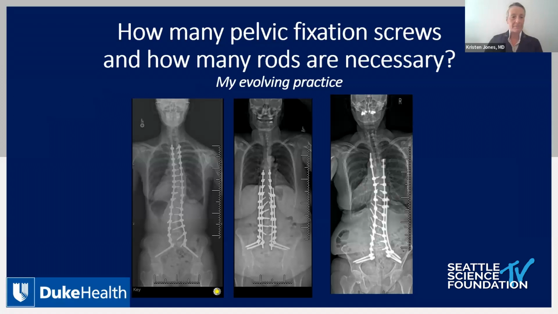So the x-ray on the left is a case from 2014. You can see long construct. It was a significant deformity correction and 2 points of pelvic fixation and 2 rods total. And then in the middle, that was about 2018, 4 points of pelvic fixation, 4 rods. And then the case on the right was 2020, so 5 points of pelvic fixation and 3 rods. So you see quite a variability in what I'm doing. And I like to make sense to my own practice and think about why I'm doing something.